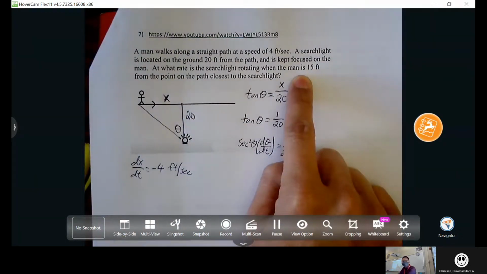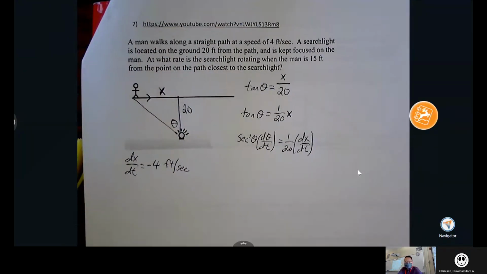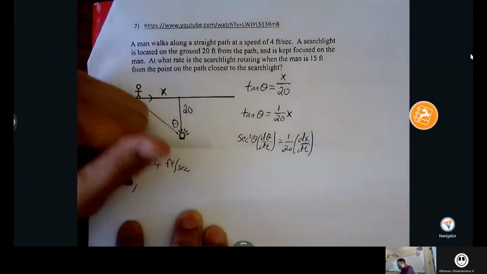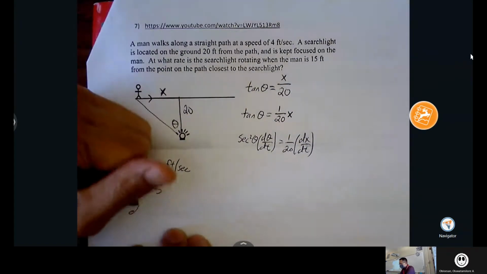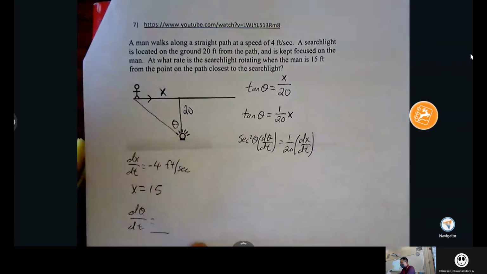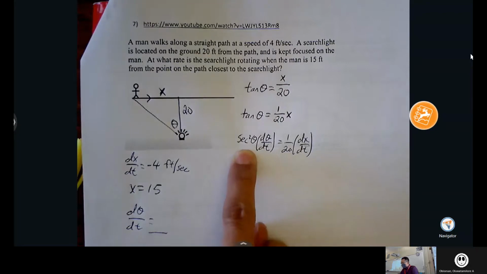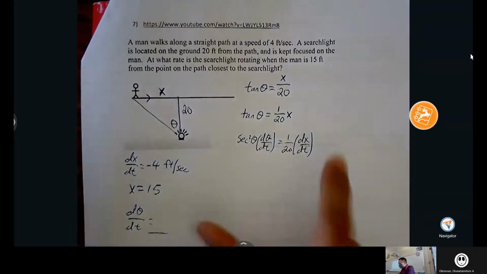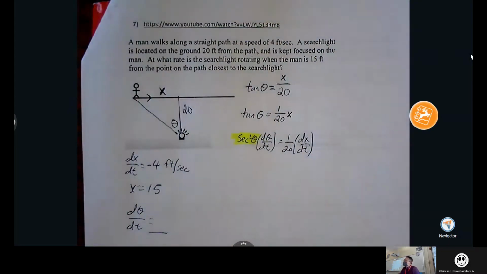When the man is 15 feet from the point, what's that? x. Yeah. And we're looking for d theta dt. And if you look, dx dt, we're good to go. d theta dt is the unknown. But what's sticking out is the fact that we want to find a replacement for secant squared theta. So what can we do with that? How can I find a replacement for secant theta?